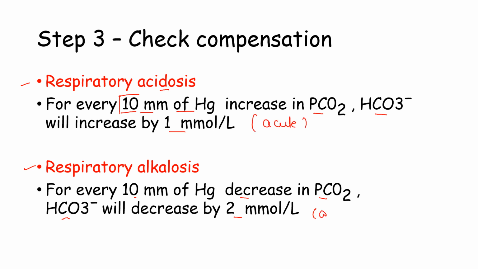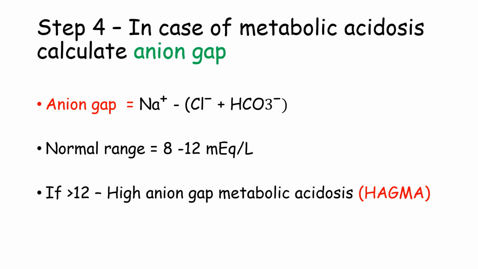And if we are talking about the chronic case, then the increase or decrease has to be by 4 for the chronic cases respectively, for both respiratory acidosis and alkalosis. Alright, now we are done with step 3.